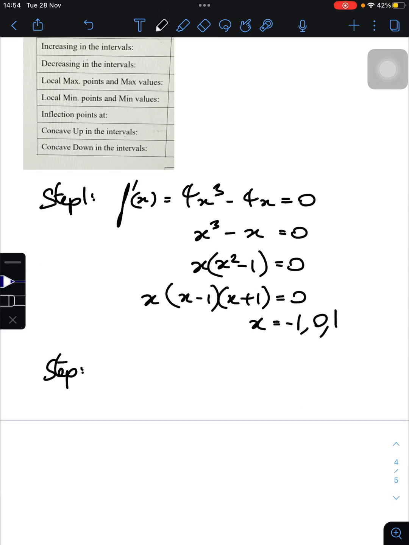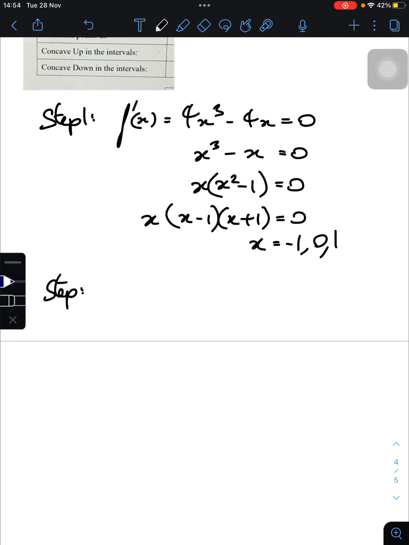Step 2, think about a number line. Put your numbers in a row. So let's start at x equals minus 1, and then let's go to 0, and then let's go to 1. So pick a value to try for your differential. Let's try 2. And let's see what my differential turns up as.